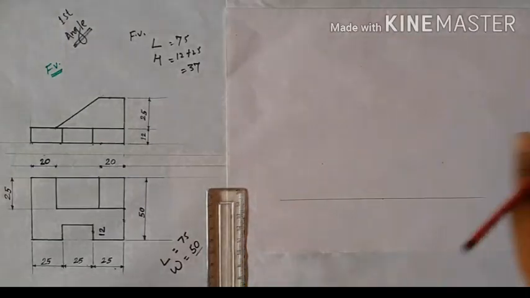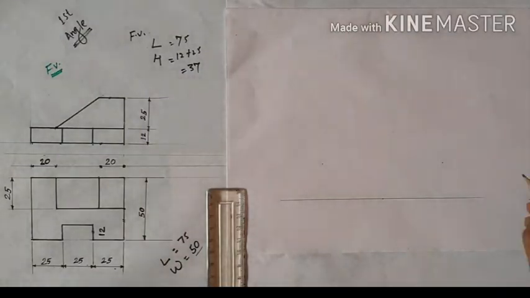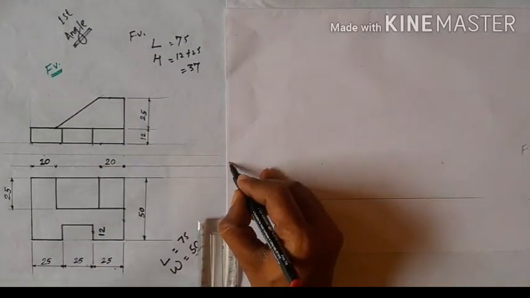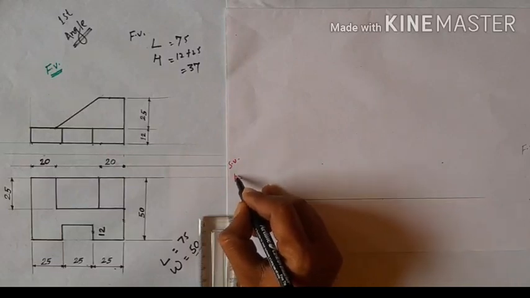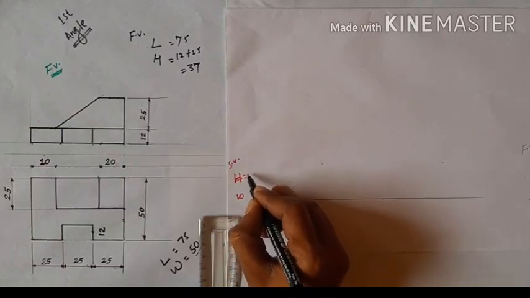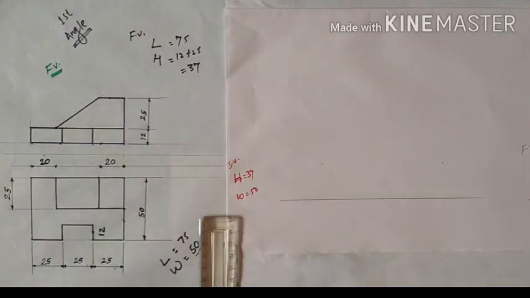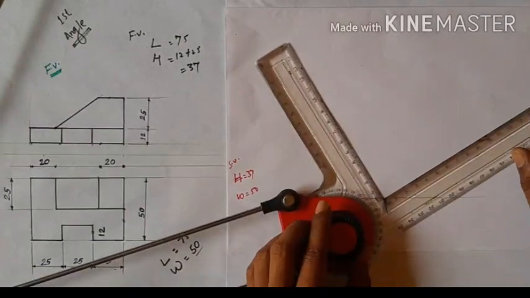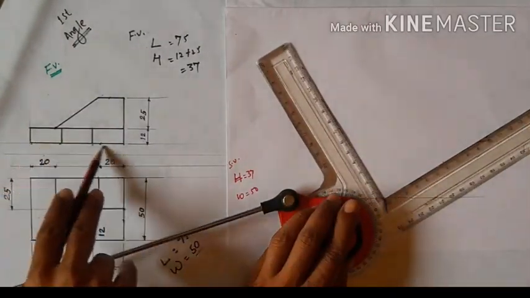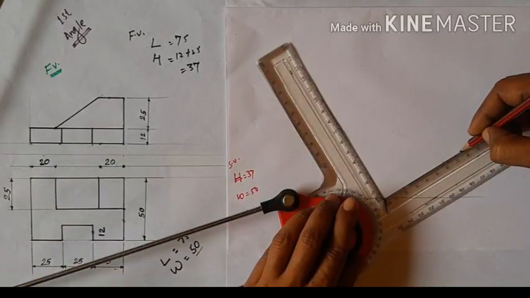From here, let's suppose this is your front view side. In the front view we have a length and height, so 75, and the height is 37, drawn like this. And this is your side view, where we need a length, height and width. The height is 37 and 50 is your width. Now from here we construct and draw the line like this.